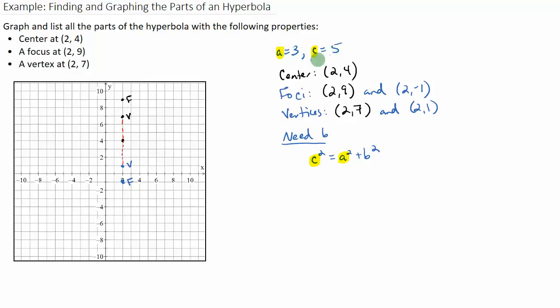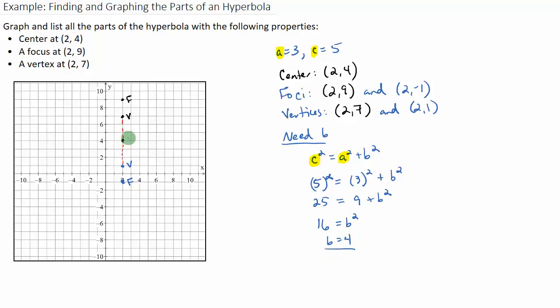So let's plug these in. C is 5, so I get 5 squared equals A, which is 3 squared, plus my unknown B squared. So 25 equals 9 plus B squared. Subtract 9 from both sides to get 16 equals B squared. And take the square root to see that B is 4. So now I've got my B value.